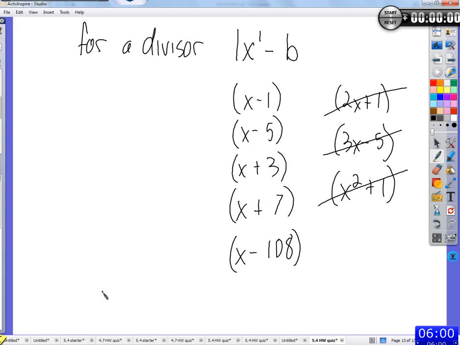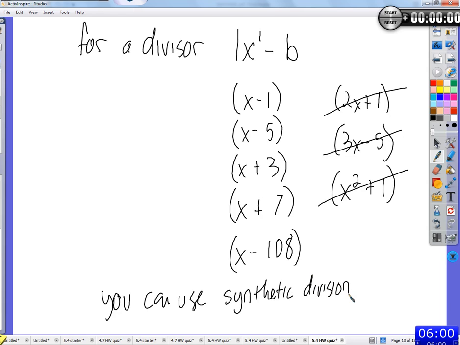So for that kind of divisor, you can use synthetic division. Good news is you already know how to do synthetic division because it's exactly the same algorithm as synthetic substitution. That should strike you as pretty interesting. If synthetic substitution is an easier way to plug in a number for x, synthetic division, which is the exact same set of steps, is a way to divide one polynomial by another.